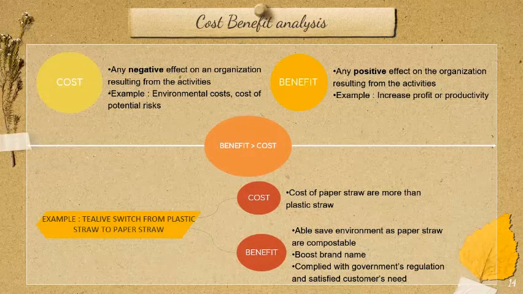Alright, let's take Tealive as an example. Tealive switched from plastic straws to paper straws. The cost is that paper straws are more costly than plastic straws. So what are the benefits? It is able to save the environment as paper straws are compostable. It boosts the brand name, and it also complies with the government's regulation and satisfies the customers' needs.